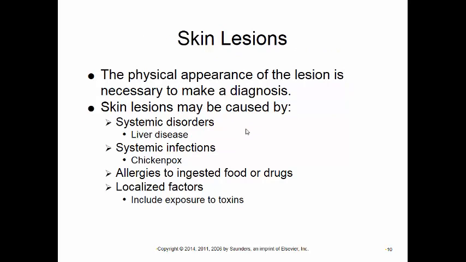A skin lesion is a damaged area of the skin, and the physical appearance of the skin lesion helps with the diagnosis. Some skin lesions are caused by systemic infections and disorders like liver disease or chickenpox. Others are caused by things like allergies or even localized factors such as exposure to poisons, like toxins like poison ivy.